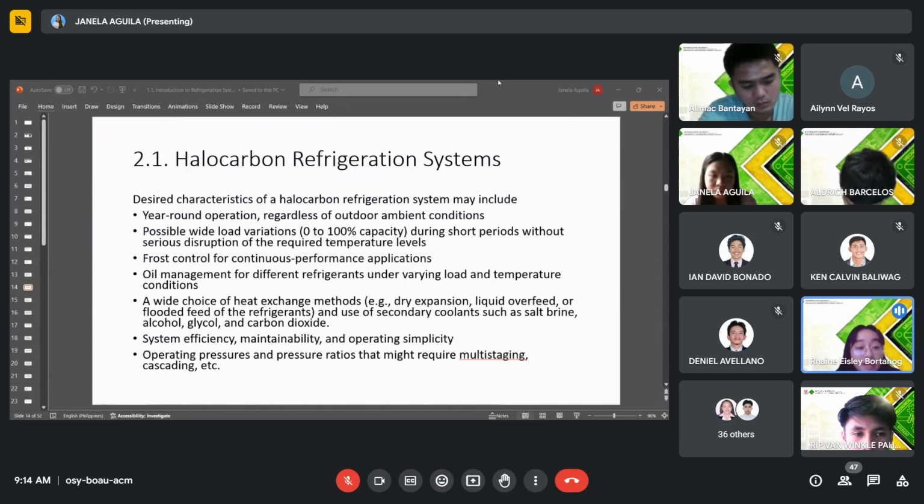reliability. And then the last one is that halocarbon refrigeration systems must be capable of managing varying operating pressures and pressure ratios. So they may employ multi-staging and cascading configurations to ensure optimal performance across a range of operating conditions to further enhance system flexibility and effectiveness.